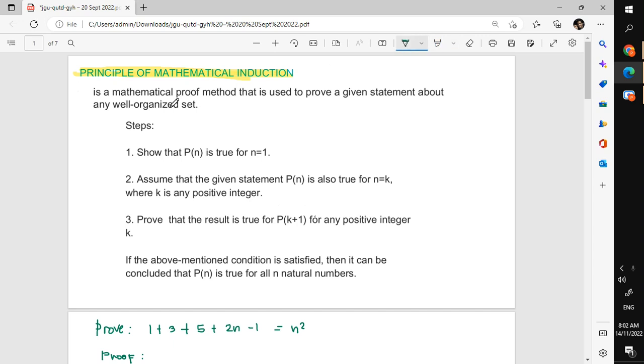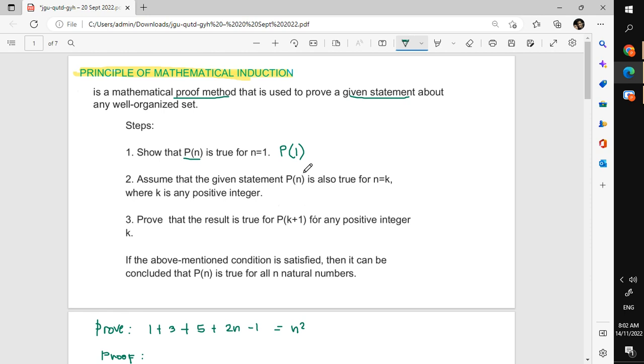A PMI is a mathematical proof method that is used to prove a given statement about any well-ordered set, especially the natural numbers. Now, we have three easy steps. Number one is to show that P of n is true for n equal to 1. Or basically, we will be showing that P of 1 is true.